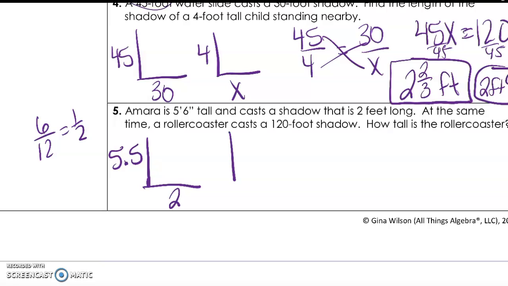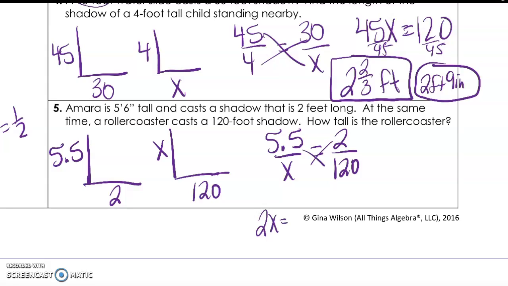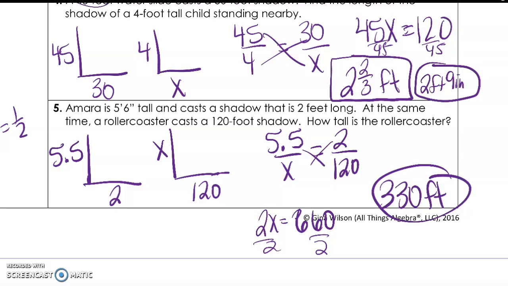We have a roller coaster that has a 120-foot shadow, so we'll put an x there. So 5.5 over x is equal to 2 over 120. Cross multiply. 2x equals 660. Divide, and the roller coaster is 330 feet tall.